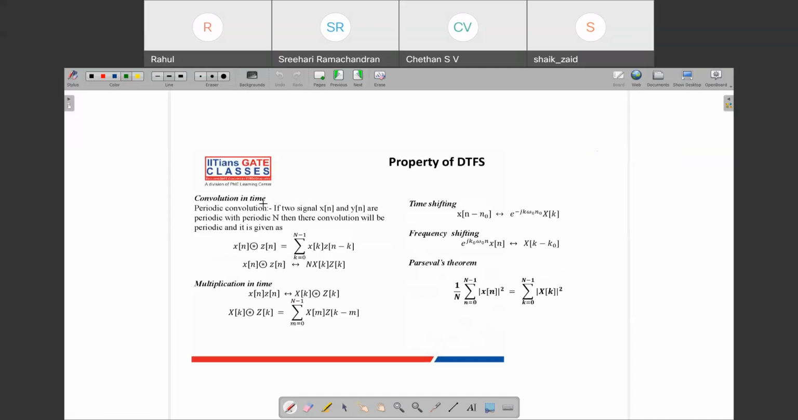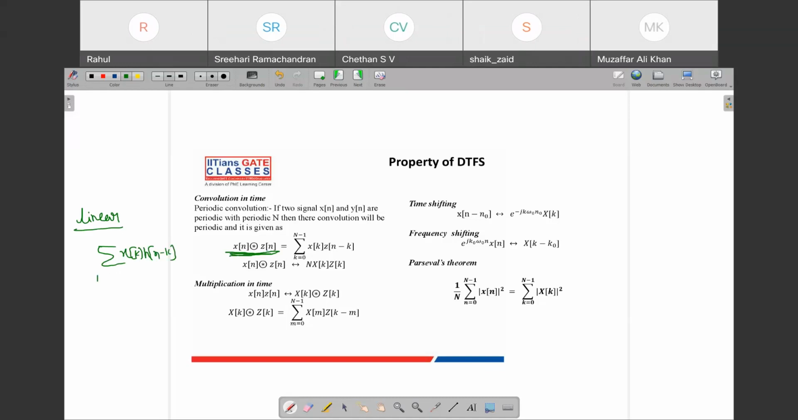Next is the convolution in the time domain. Here we know that the signal is periodic in the time domain, so there is a special convolution that we call the periodic convolution. Whatever convolution we have seen till now is what we call the linear convolution. In the linear convolution, it is given as the sum of x of k, h of n minus k, with k varying from minus infinity to infinity. In the case of periodic convolution, the formula changes: k varies from 0 to capital N minus 1, of x of k, h of n minus k.